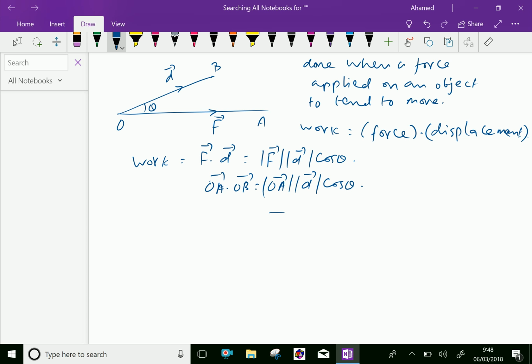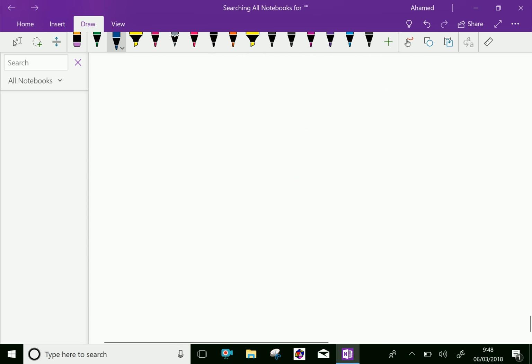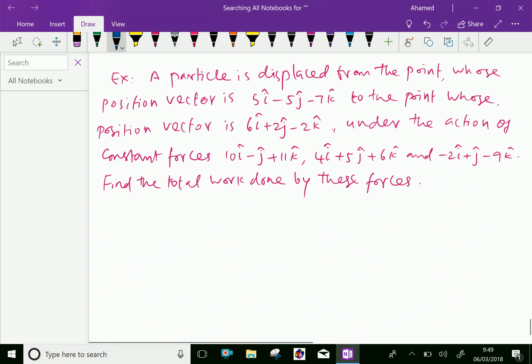Now let us do an example so we can understand this concept. Example: a particle is displaced from the point whose position vector is 5i minus j minus 7k to the point whose position vector is 6i plus 2j minus 2k under the action of constant forces 10i minus j plus 11k, 4i plus 5j plus 6k, and minus 2i plus j minus 9k. Find the total work done by these forces.